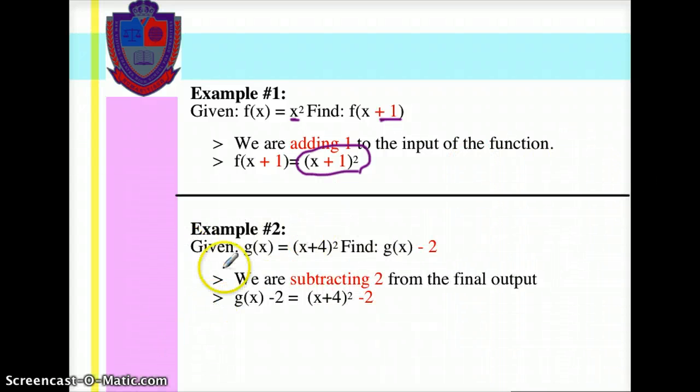Example 2 says, given g of x is equal to (x plus 4) squared, find g of x minus 2. So this minus 2 means we're subtracting 2 from the final output. Whatever this is, we're subtracting 2. So g of x minus 2 is actually my g of x function, which is right up here, (x plus 4) squared minus 2. And then we would simplify this. That's it.